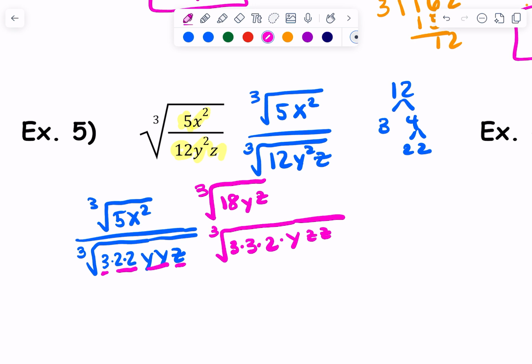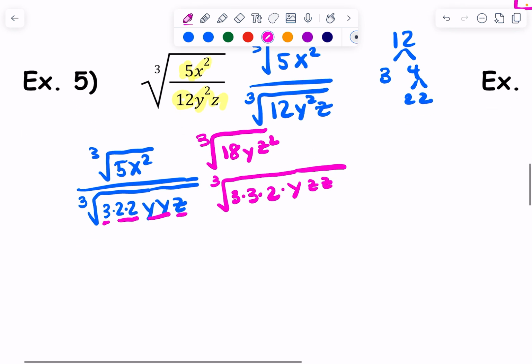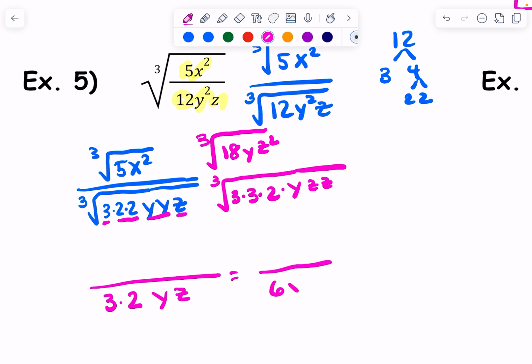y z squared. So when we do this, everything's going to come out of the bottom here because we're going to be taking a 3 out. We'll take a 2 out. We'll take a y out and a z. So this guy will be 6yz.